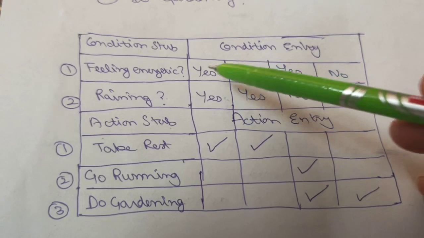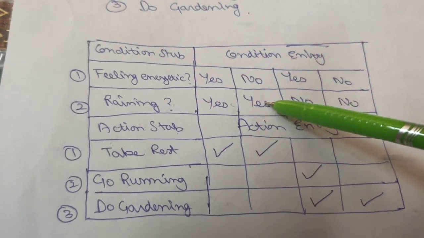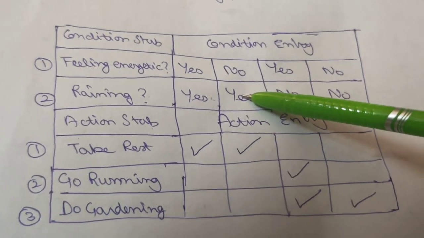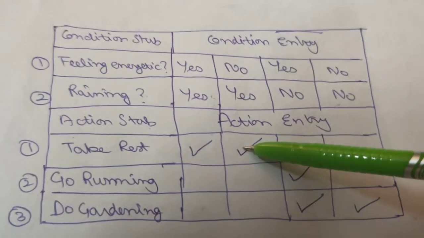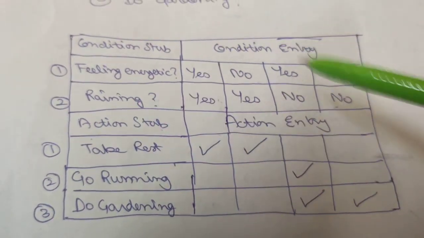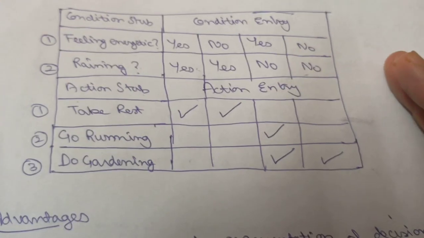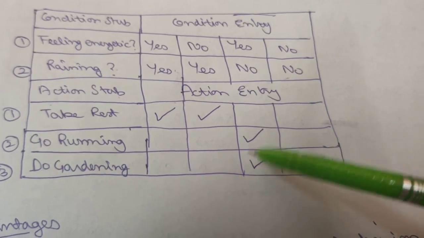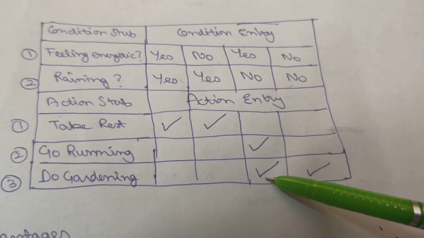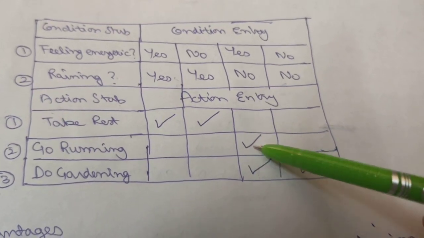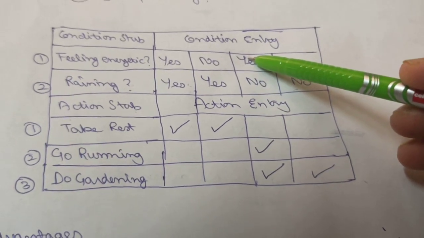The second combination in the condition entry is that the person is not feeling energetic and it is also raining outside. In this case there is only one option, that is to take rest. There is no other option. Then the third combination is that the person is feeling energetic but it is not raining outside. In this case there are two possible things that can be done. The person can go outside for running as well as do gardening, because both options are possible since it is not raining and the person is feeling energetic.